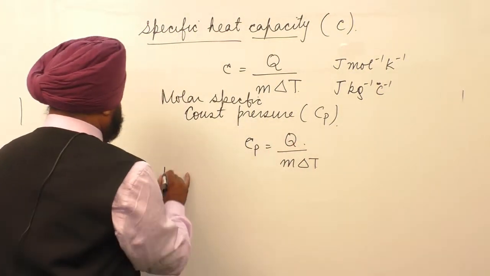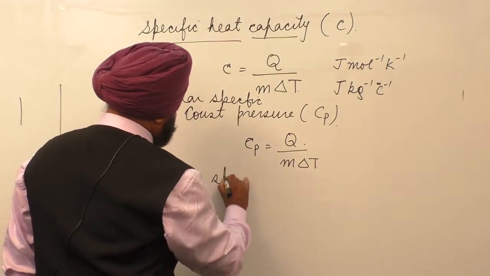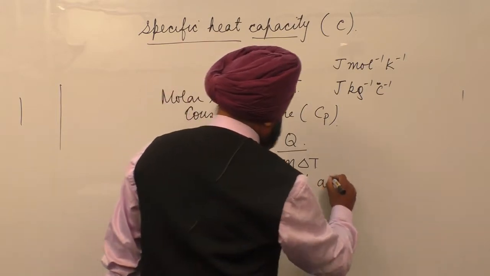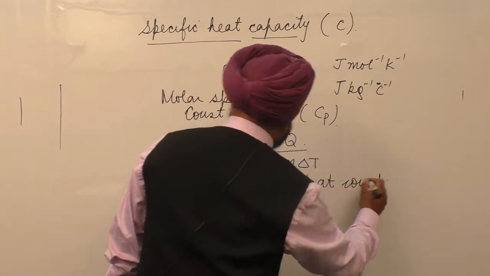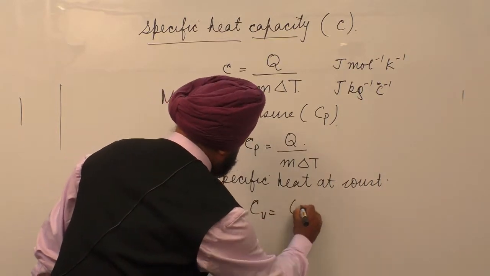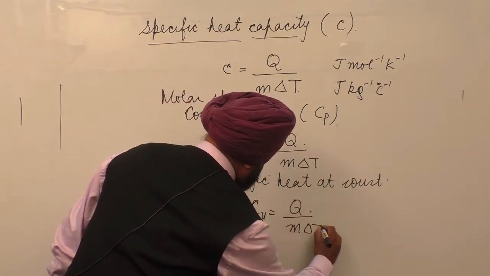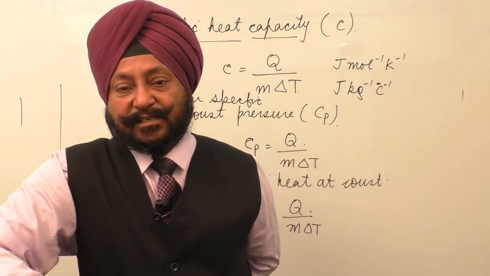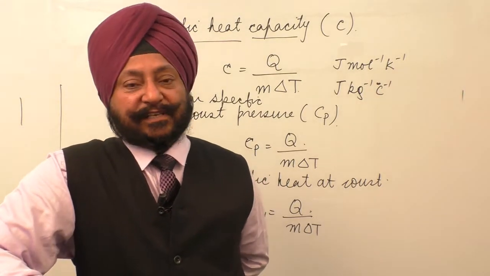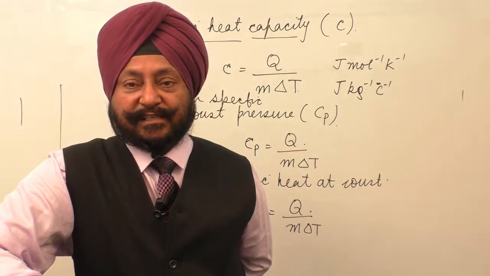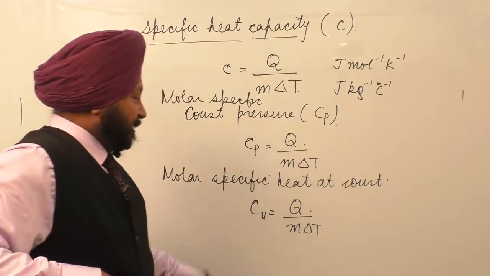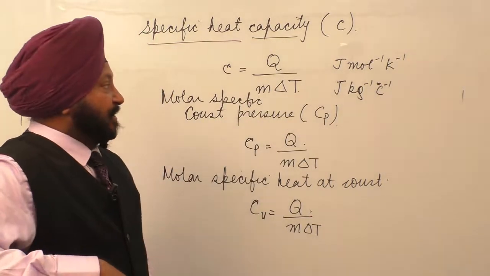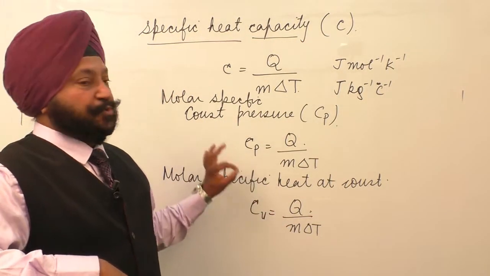We also define another one, which is molar specific heat at constant volume. We abbreviate this as CV, and we write it in this manner: the amount of heat required to increase the temperature of 1 mole of a gas through 1 degree Celsius, that is 14.5 degrees Celsius to 15.5 degrees Celsius, and in this case the volume should remain constant. Units: joule per mole per Kelvin or joule per kilogram per degree Celsius. These are the units of specific heat.